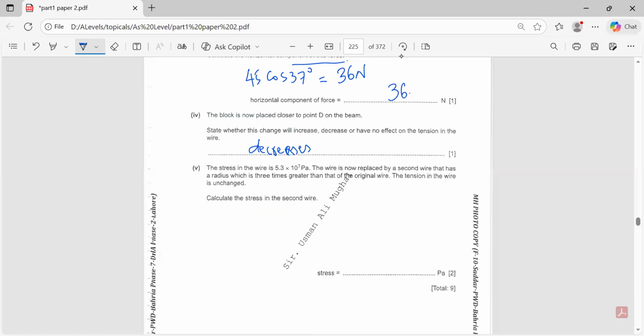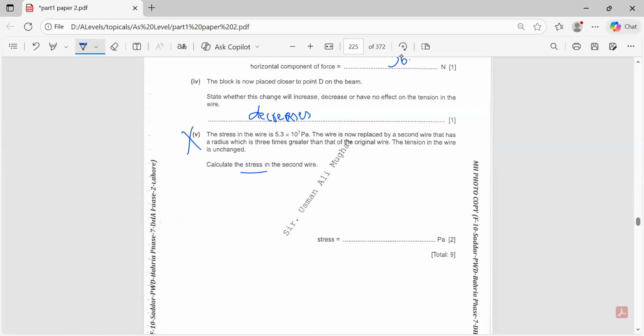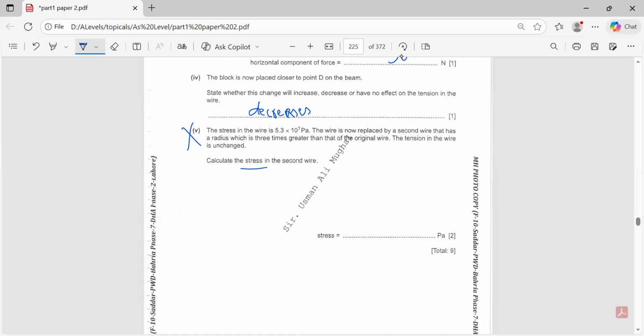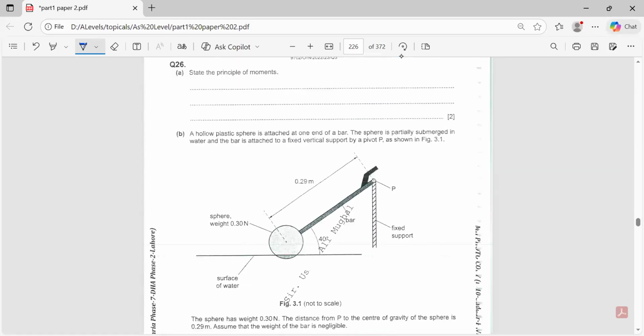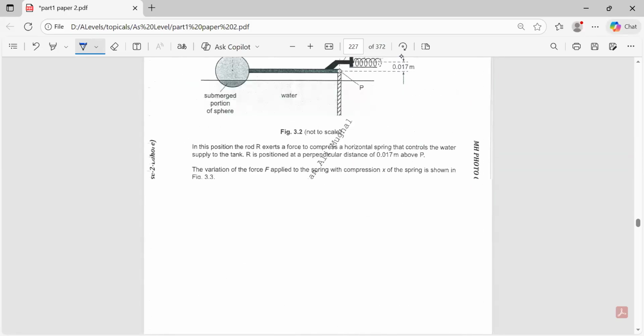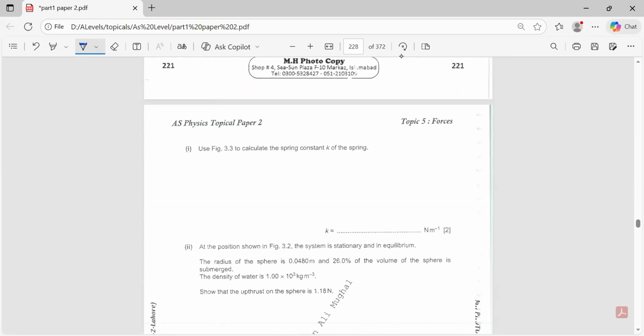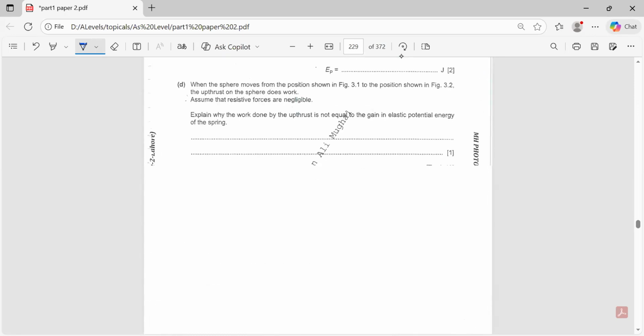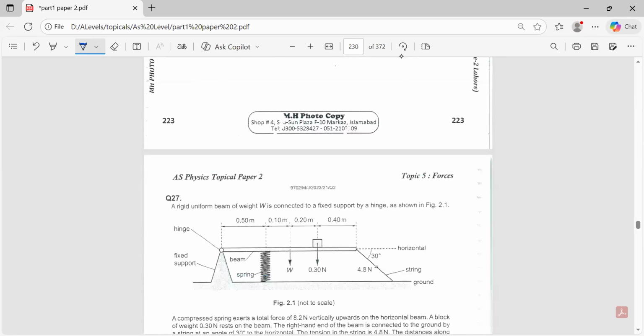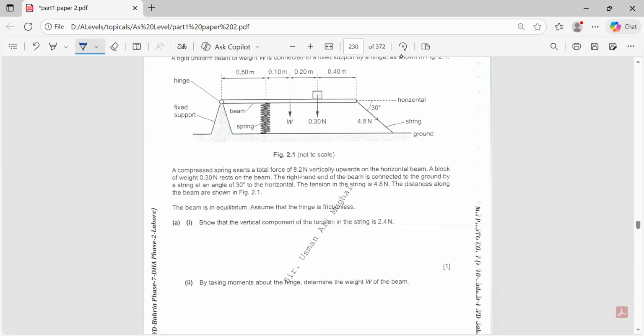This stress, for the time being, we have not studied it. It will be studied in a couple of chapters later, so we will be discussing it later. More or less, all the remaining questions are pretty simple. So I do believe that they are practicable and you can give an attempt to solve them.